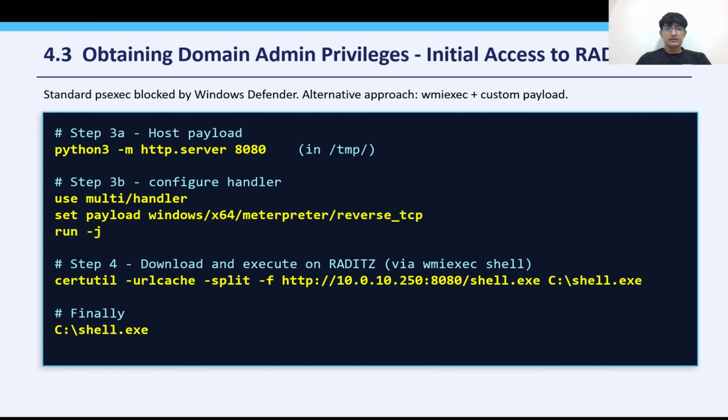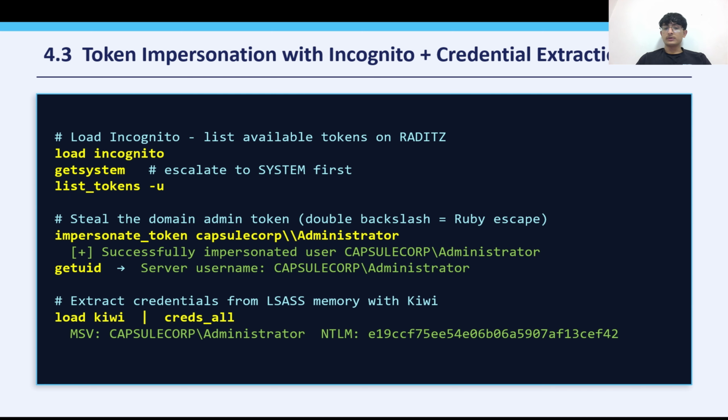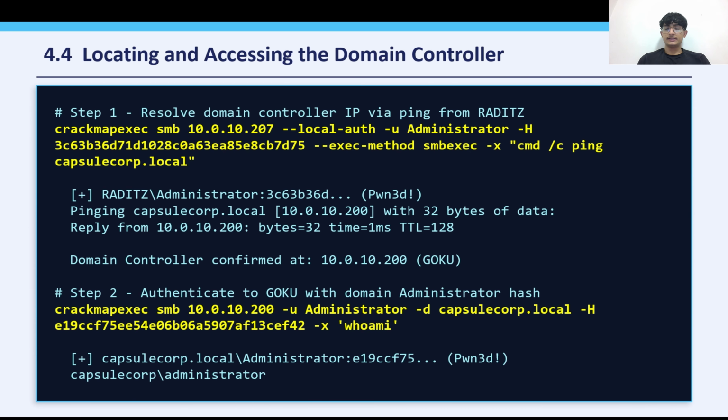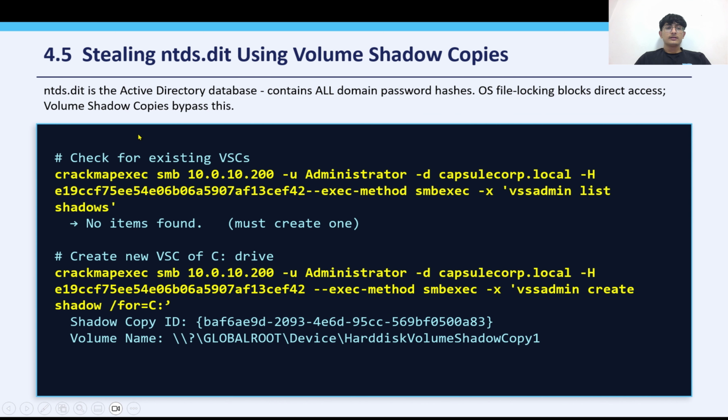Okay. After loading kiwi, we're going to dump all the credentials. Finally, the CrackMapExec on Reddit will be used to ping to Capsule Corp local. The same thing will be done again on the DC domain controller. And to check, we do whoami command. Finally, the main thing is we have to list any VSCs, volume shadow copies.